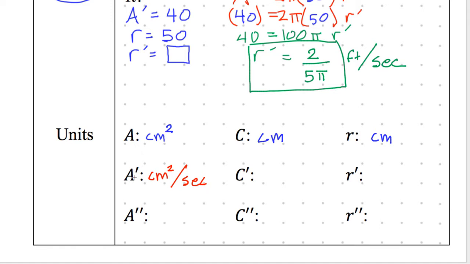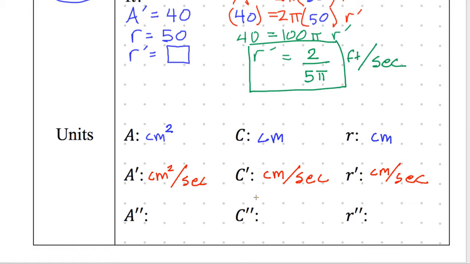If I take the derivative, if I have A prime, I'm now talking about the same unit now per second. If I have C and I do C prime, I'm now talking about what? What would be my units? Centimeters per second. And radius prime, what would that be? Centimeters per second. There it is.